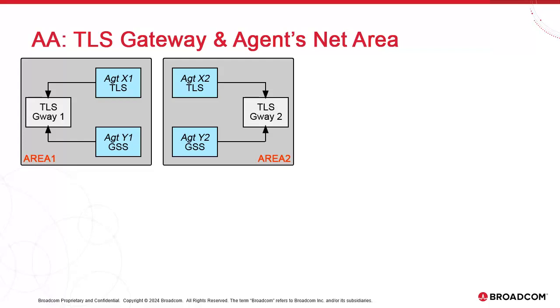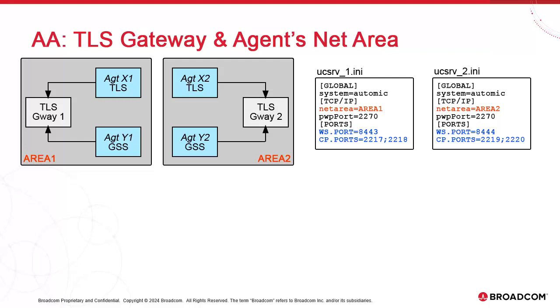To configure this, we deploy 2 ucsrv.ini files with different names. The system setting in the global section and the PWP port setting in the TCP/IP section do not change. They're not affected by net areas. What does change is the JCP port, identified by the ws.port parameter, and the CP ports identified by cp.ports. Both are found in the port section. We also have to specify the respective net areas under the TCP/IP section.